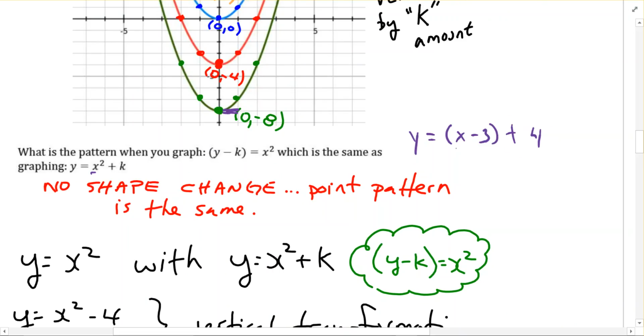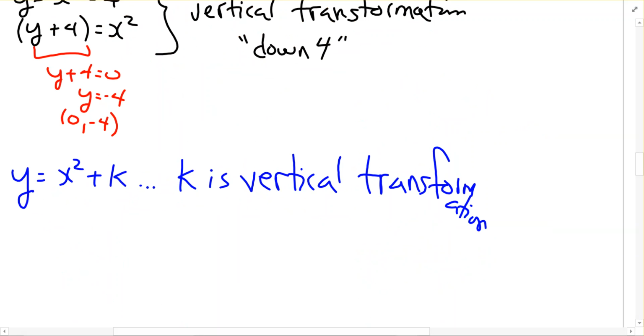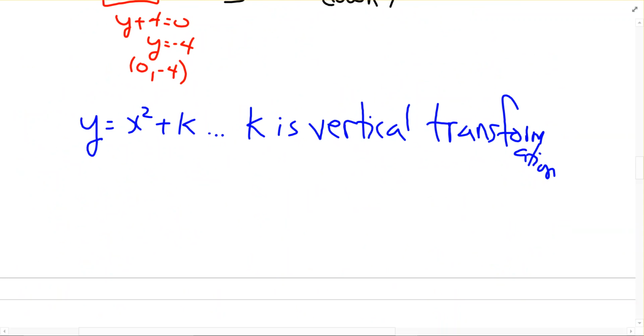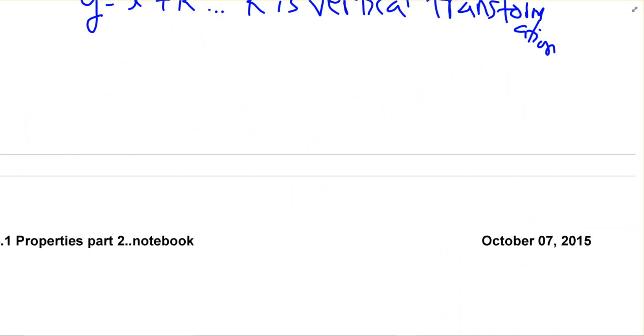So the x value kind of swaps. It's the opposite of what you would think. The y value is exactly what you would think. Oh, I forgot to square that. That should have been squared. Okay, so that's the vertical transformation, that k value.